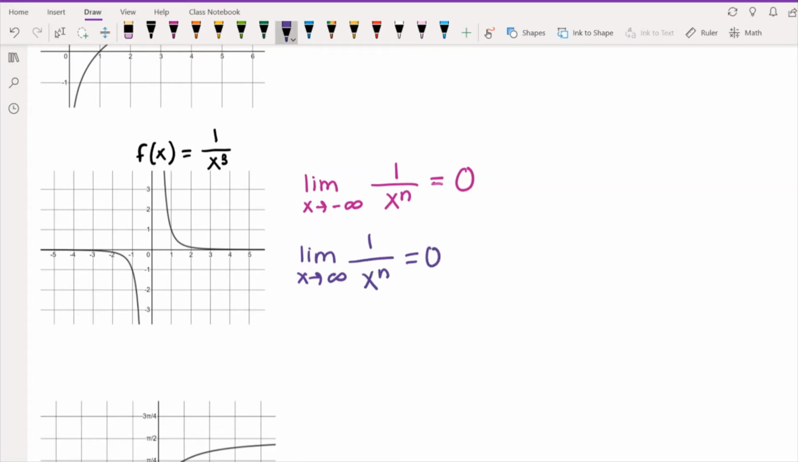And it's basically because their graphs will always look more or less like this one. Depending on what number you have as your exponent, the overall shape will be a little different, but they'll always have these horizontal asymptotes where they'll settle down towards the x-axis.